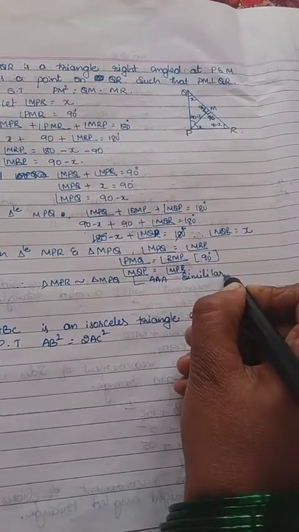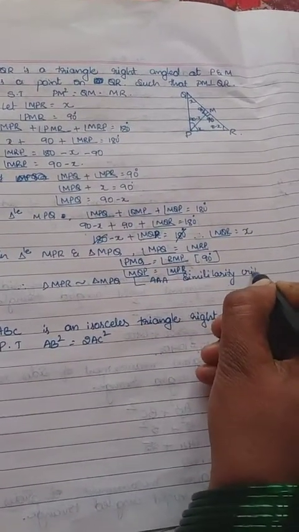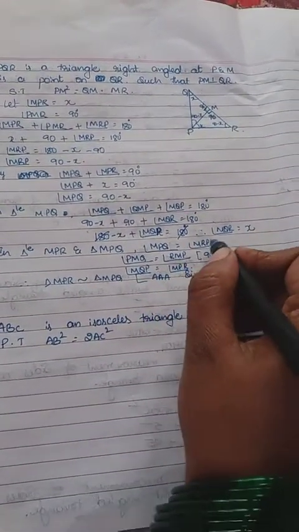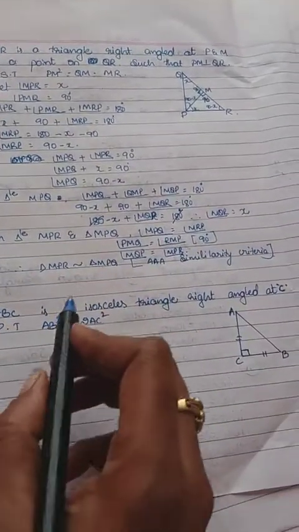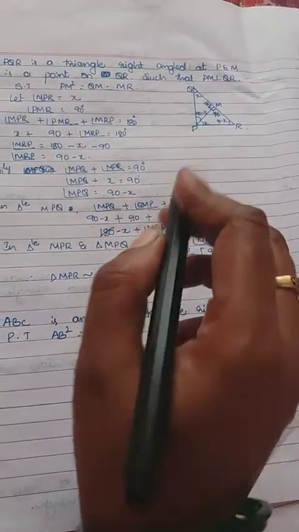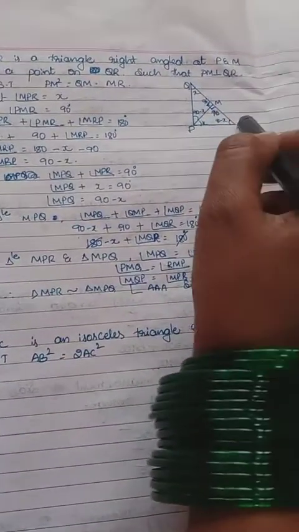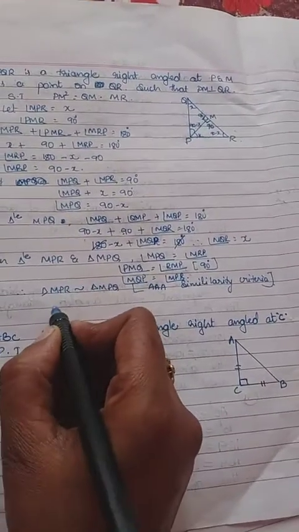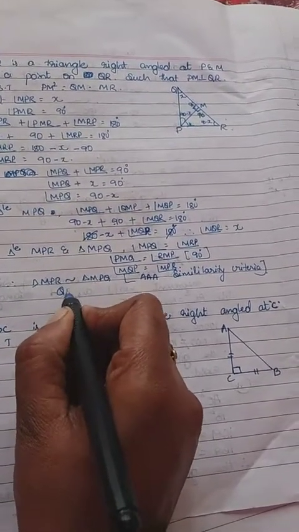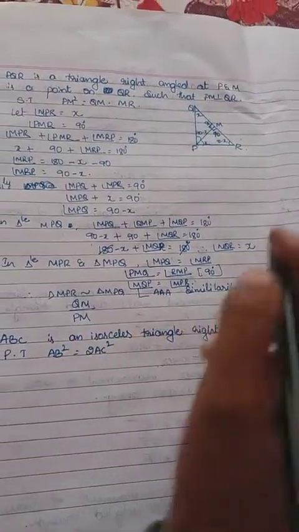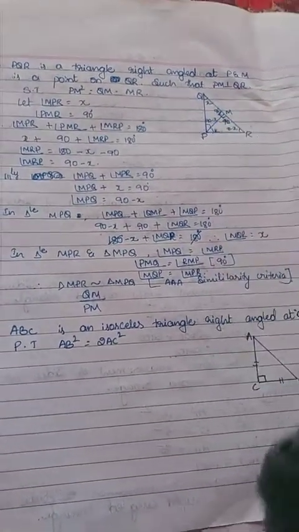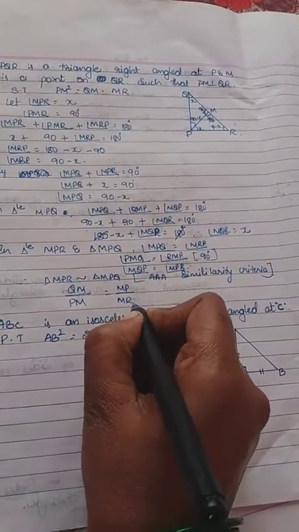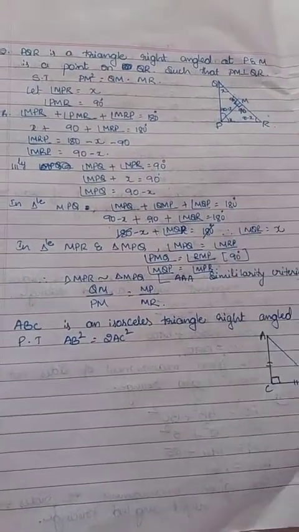So by the similarity criteria, both the triangles are similar according to AAA. I mean all three angles, 1, 2, 3, are equal. That's why we can write that both the triangles are similar. If both the triangles are similar, their sides are also proportional. Which sides? QM is proportional to PM, equal to MP is proportional to MR.